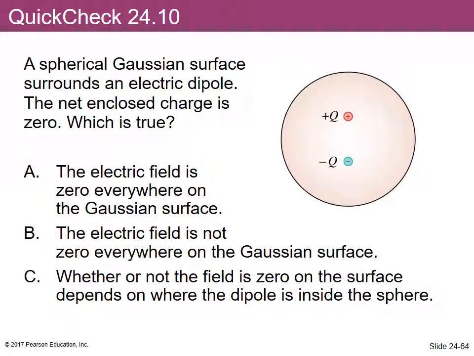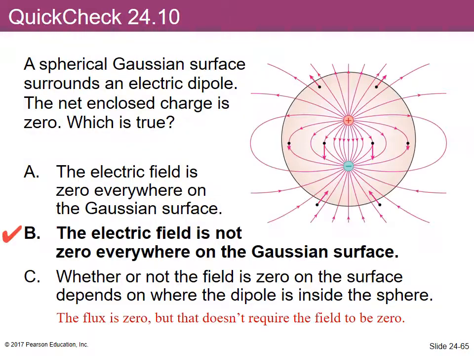A spherical Gaussian surface surrounds an electric dipole. The net enclosed charge is 0, which is true. The answer is B. The flux is 0, but that doesn't require the field to be 0.